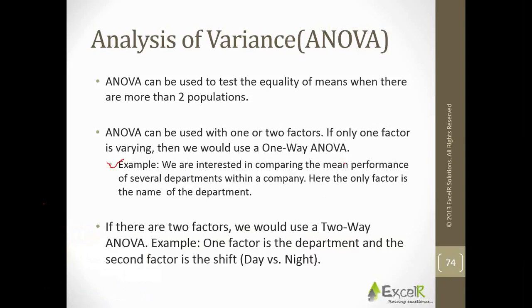Suppose we are interested in comparing the mean performance of several departments within your company. Here the only factor is the name of the department. You have only one factor, but you have various populations. You have several departments, so several things. If there are two factors, we use a two-way ANOVA. Example, one factor is the department and the second factor would be the shift. Do people work in day shift or night shift? There are two factors once again.